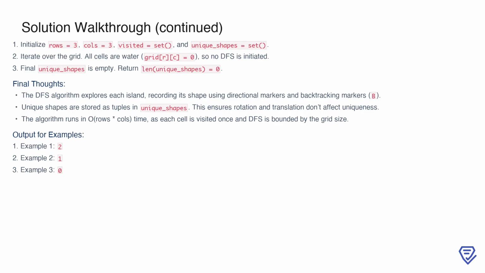To summarize, the DFS algorithm systematically explores each island, recording its shape using directional and backtracking markers. By storing these shapes as tuples in the unique_shapes set, we ensure that only distinct island configurations are counted, regardless of their position in the grid. This approach operates efficiently with a time complexity of O(rows * cols), as each cell is visited exactly once. The outputs for the three examples are 2, 1, and 0, respectively.